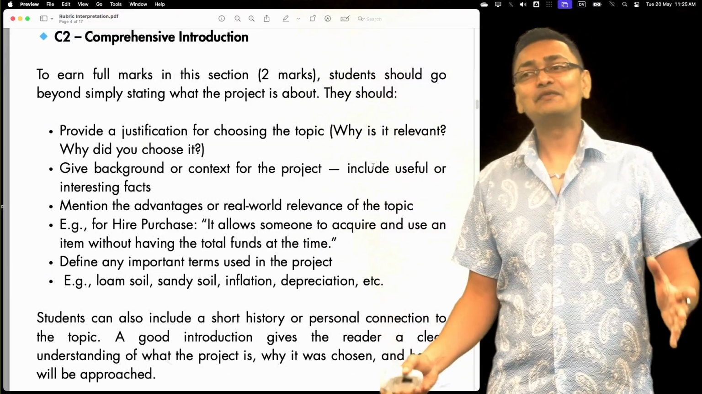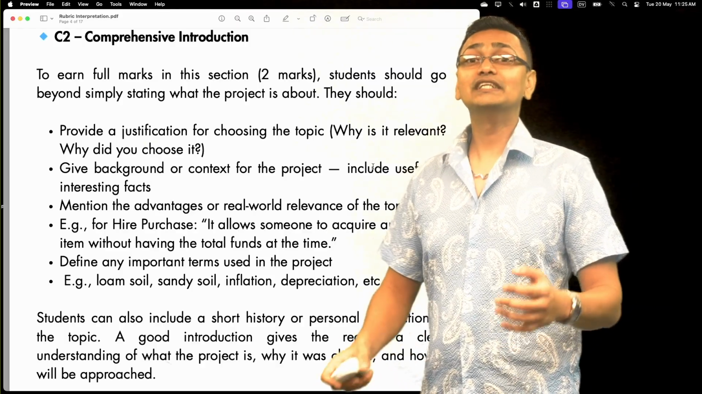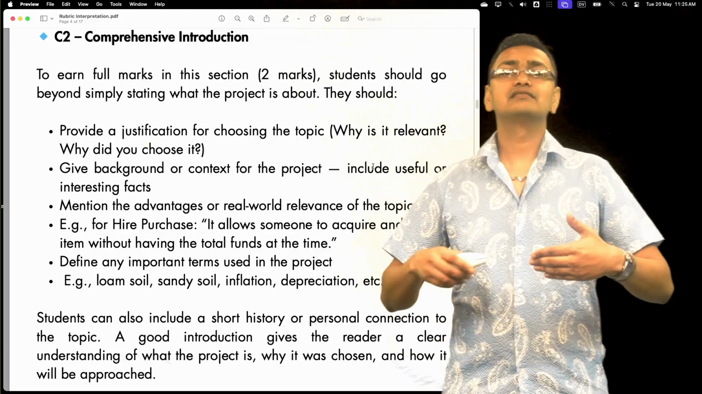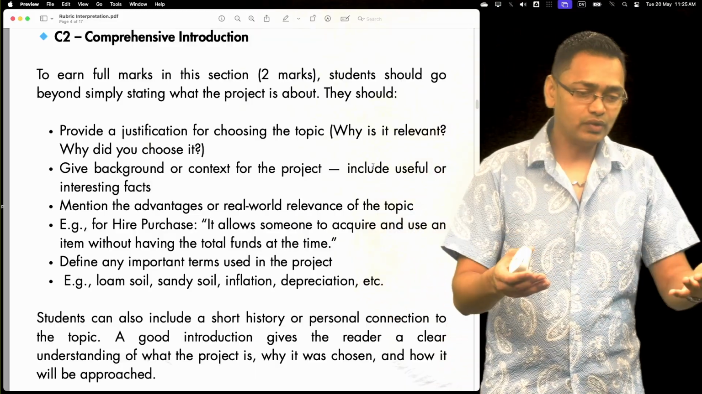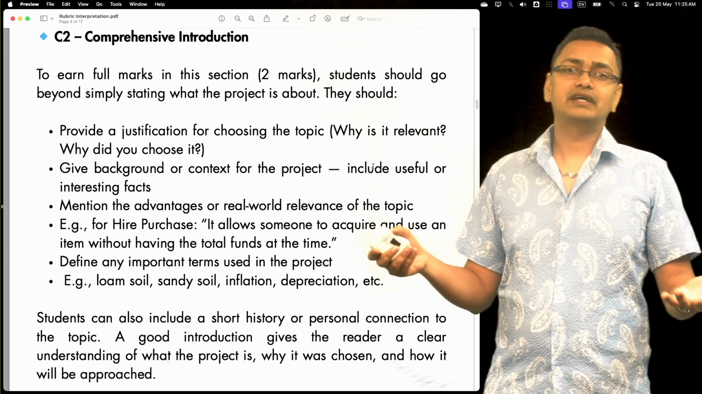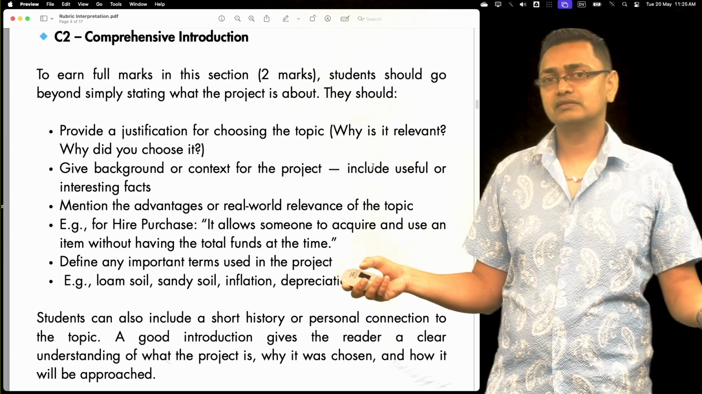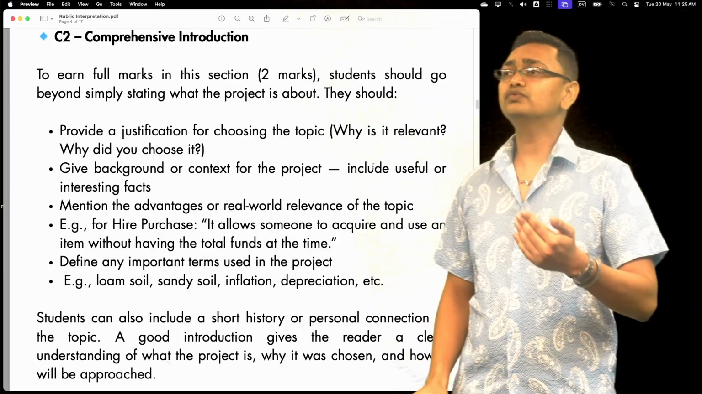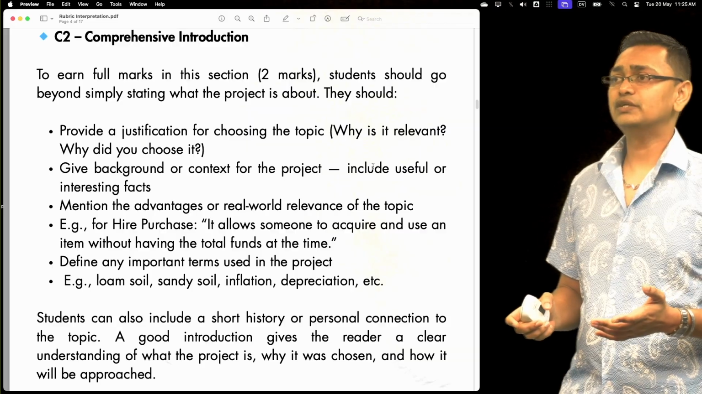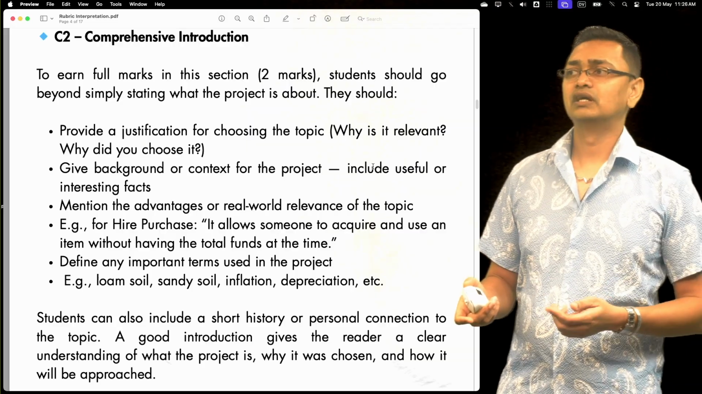Right, so now we are at the comprehensive description of the project. To earn 2 marks in this, you need to let us know what's going on. You need to give more about the project. You cannot simply say the project is to find the, let's just say, the heights of individuals. No. To earn two full marks, students should go beyond simply stating what the project is about, and you could include some kind of information.